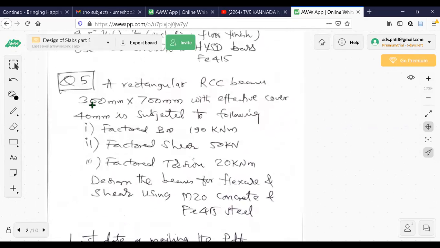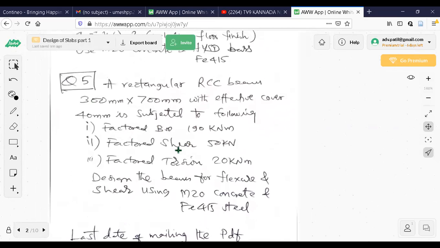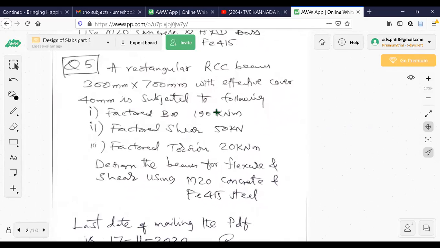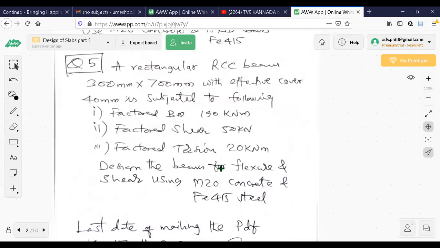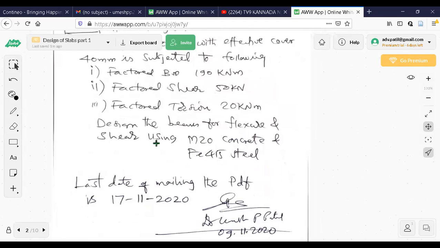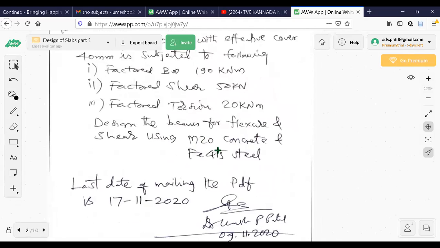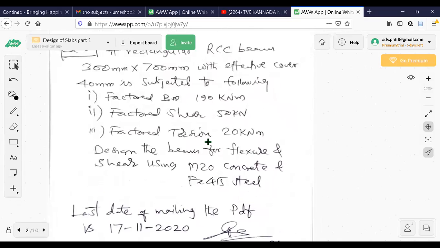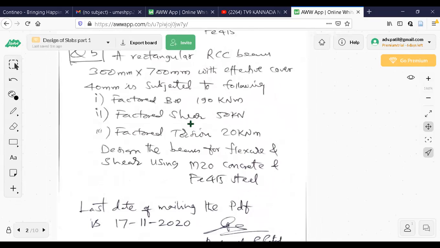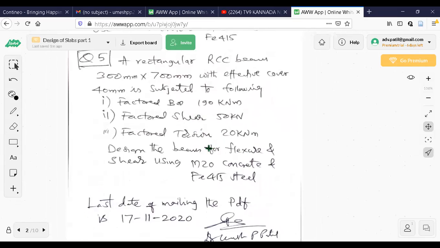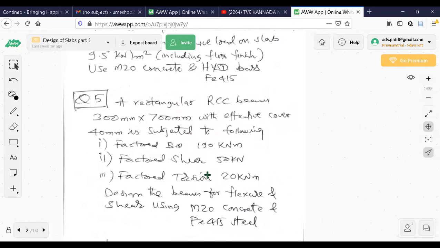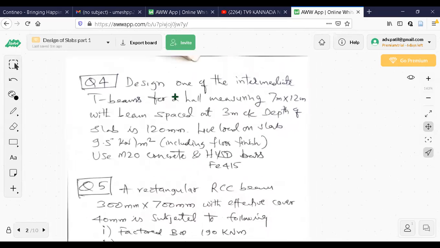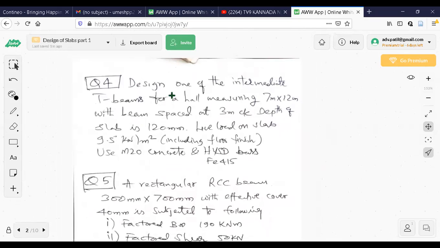Question number 5, you can see a rectangular RCC beam 300 by 700 with an effective cover is subjected to the following. Factored BM is given, factored shear, factored torsion is given. Design the beam for flexure and shear using M20. Whatever I have solved, only these values are different. You can go back to that uploaded video, wherever 191, the values are different. Open those videos, the T-beam video is there, open that one, design T-beam. Open the video lecture of whatever I have done in doubly reinforced beam, open that one. Once again go through that one.